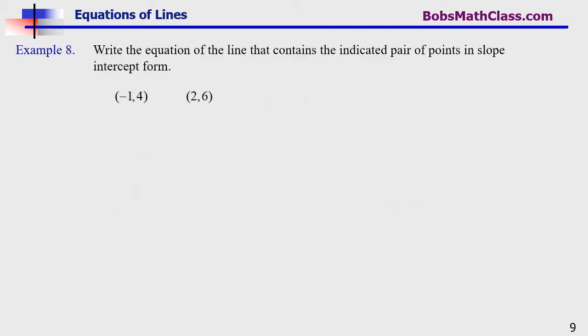Example 8. Very similar to the last problem. We have 2 points. Again, we're going to find the slope first, and then we'll use either point. I'll probably use the first point again, and the slope that we get, and we're going to use the y equals mx plus b formula. You might want to pause and work it out, and then come back when you're done.